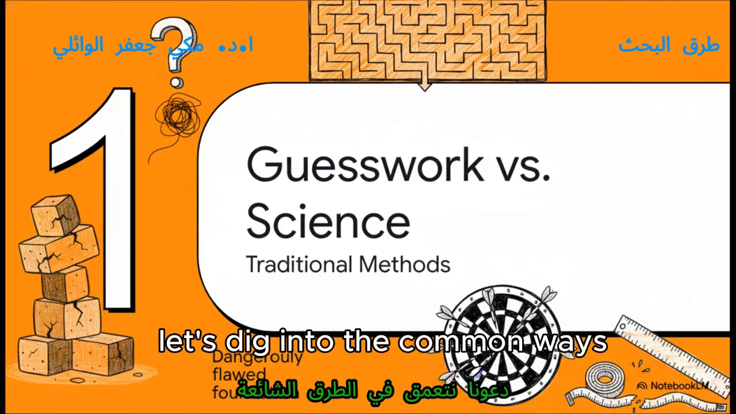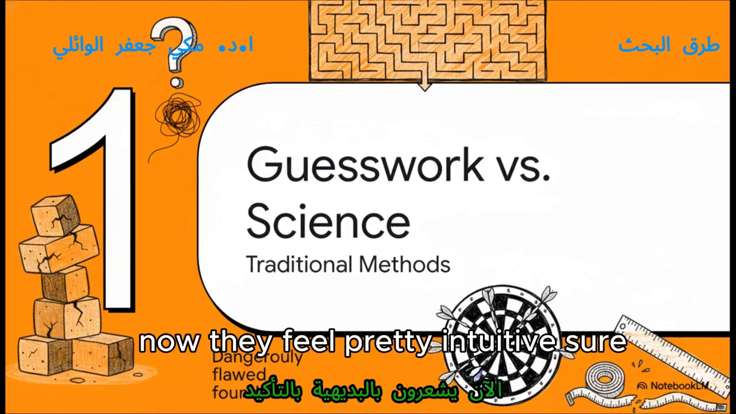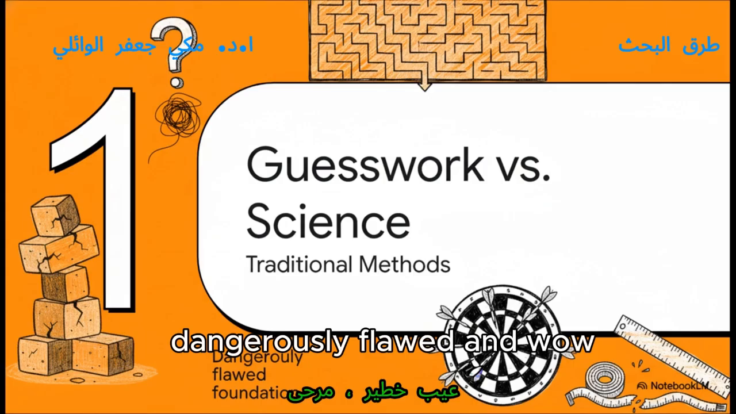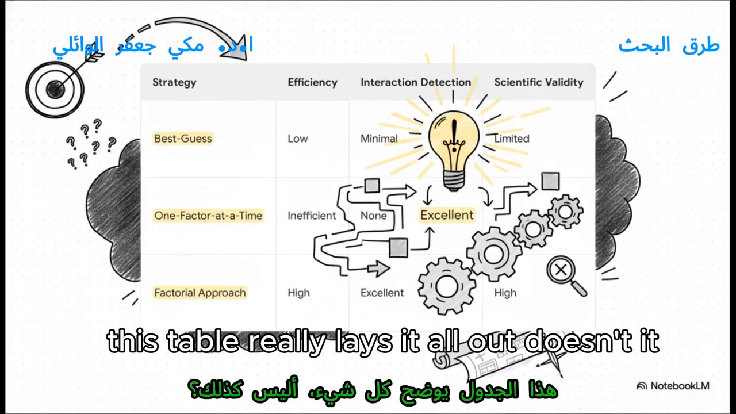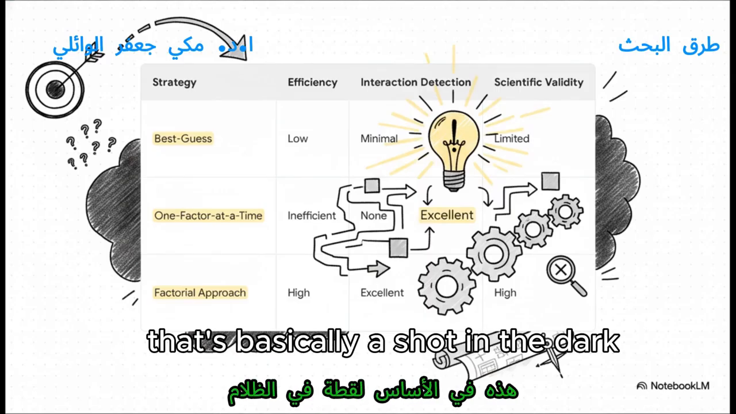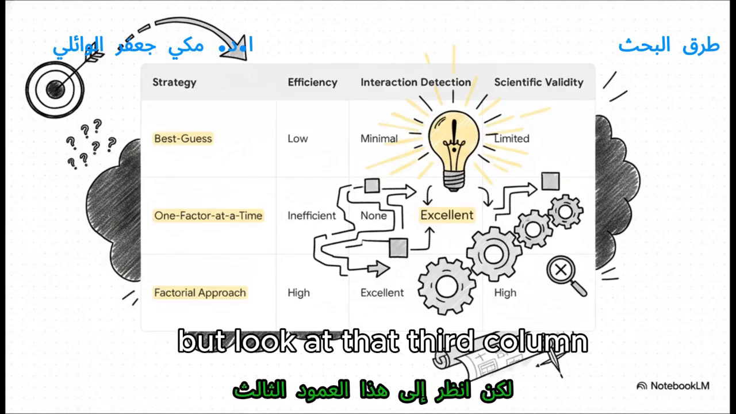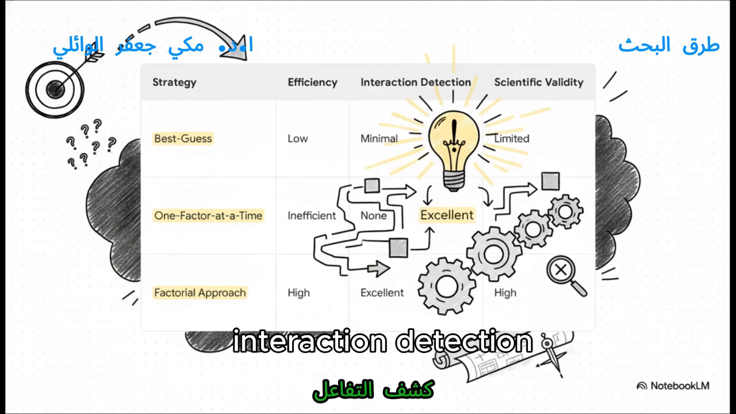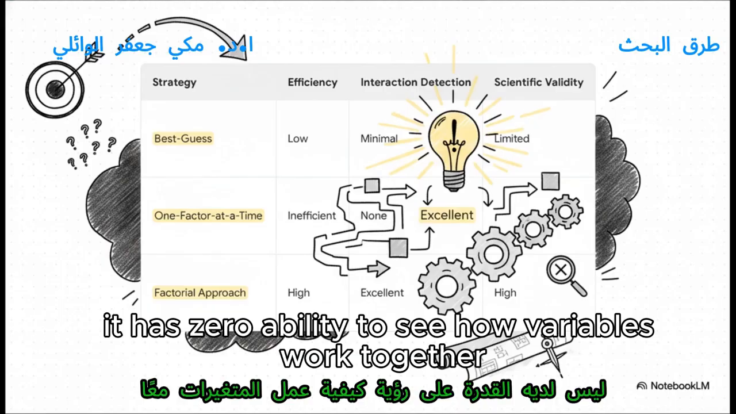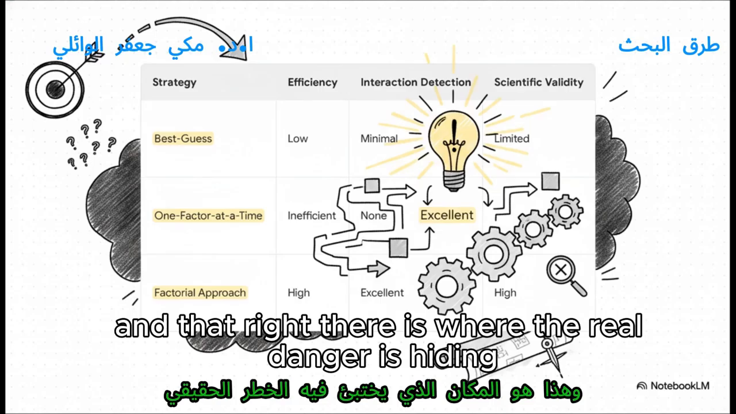Okay, first up, let's dig into the common ways engineers have traditionally done their testing. Now, they feel pretty intuitive, sure, but a lot of them are built on a foundation that's, well, dangerously flawed. And wow, this table really lays it all out, doesn't it? The best guess method? That's basically a shot in the dark. The classic one factor at a time approach is just wildly inefficient. But look at that third column, interaction detection. Notice that for the one factor method, it says none. It has zero ability to see how variables work together. And that right there is where the real danger is hiding.